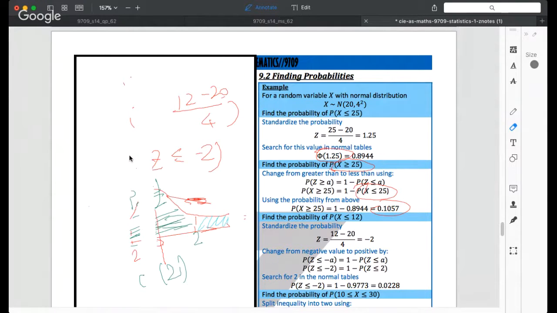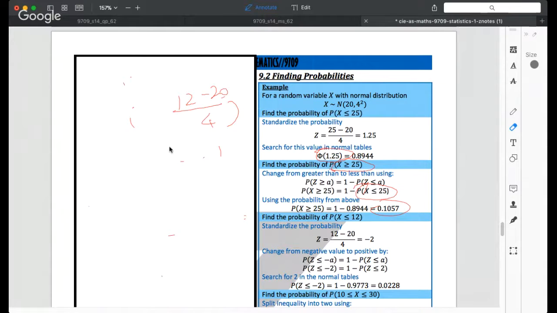What we need to do is consider both cases together and find the intersection. So we need to calculate the probability of x less than or equal to 30 and greater than or equal to 10.